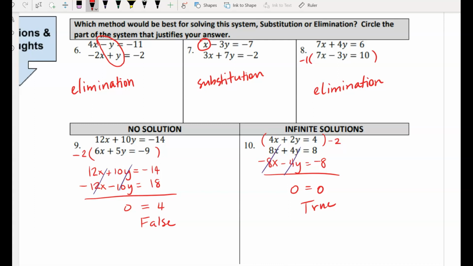When I get 0 equals 4, I recognize that's a false statement, which means no solution, just like when we used substitution. For infinite solutions, my variables canceled out as well, but this time I got 0 equals 0, which is a true statement, which means there are infinite solutions. That result is also very similar to what happened when we were using substitution.